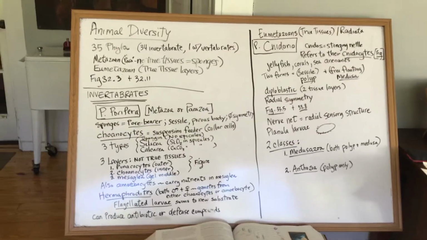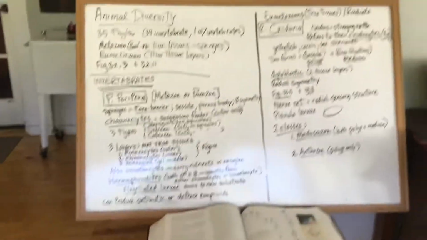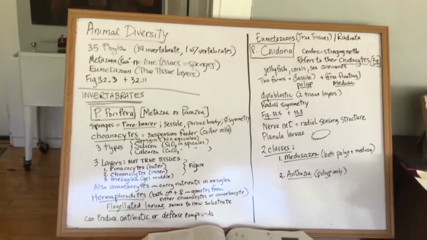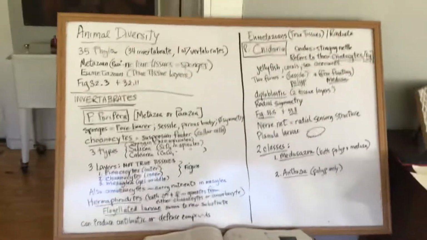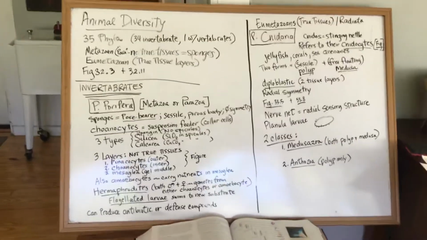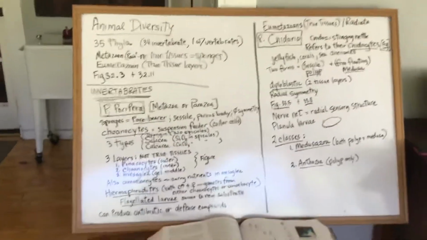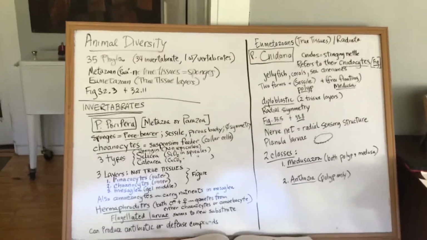Now we're going to talk about animal diversity. So animals have over 35 phyla, or at least 35 known or identified phyla, and 34 of them are invertebrates. So most of them are invertebrates, and one of them just contains vertebrates. So not even all of that phylum is actually vertebrate.